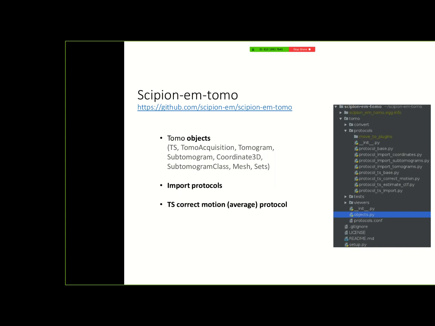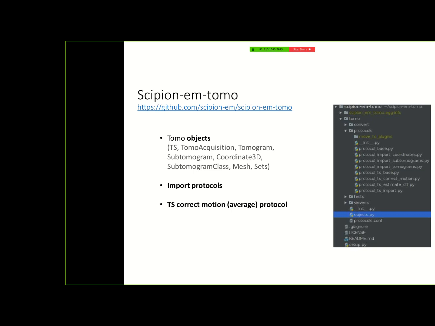So let's see a bit the plugins that you can have when dealing with tomographic data. So the first one is EMTomo, that is a kind of very basic plugin that defines the classes and the kind of objects that you can have in Scipion. So you can have tilt series, tomo acquisition that is more related to what was the voltage of the microscope, the pixel size, things like that. Then you can have a tomogram, you can have a subtomogram, a coordinate 3D.